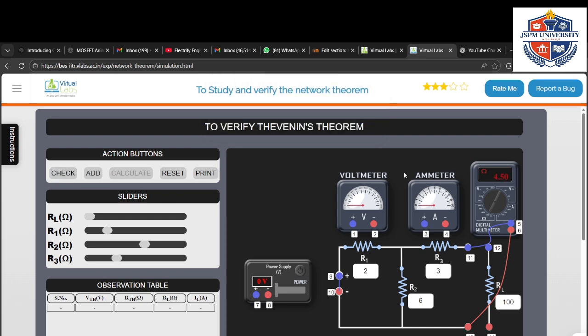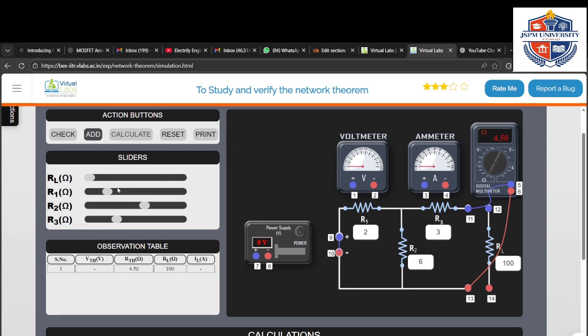Then we can see in this multimeter itself it shows 4.5 ohm. Otherwise, we can also tabulate it by using this add. So we can see now R Thevenin is 4.5 and load resistance is 100 ohm. I hope this point is very clear.